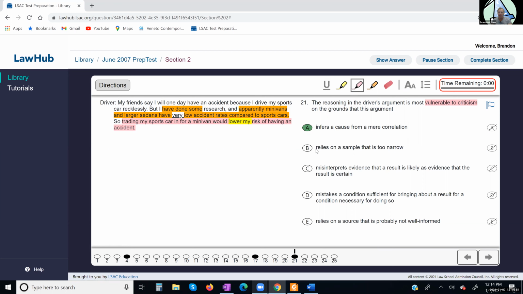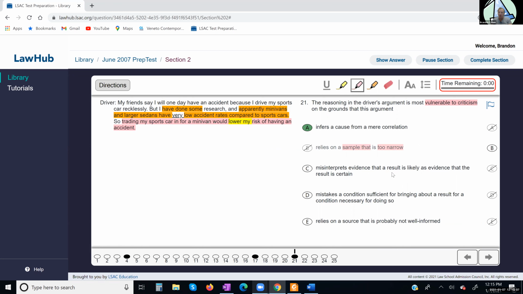Now, if we were looking at this, it relies on a sample that's too narrow. Again, they're talking about unrepresentative sample. That's actually what they're talking about in B, that it's too narrow of a sample. It would have to switch from evidence about minivans to conclude about all cars. That would have to be the type of switch. So that's not going to be B.